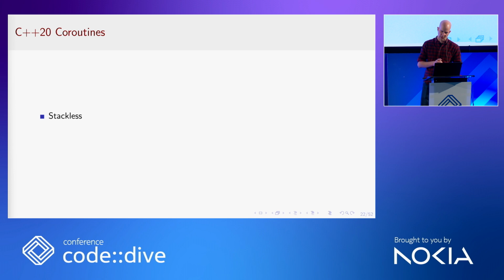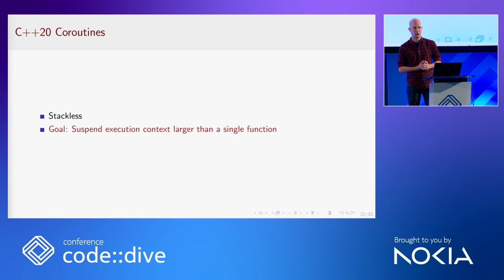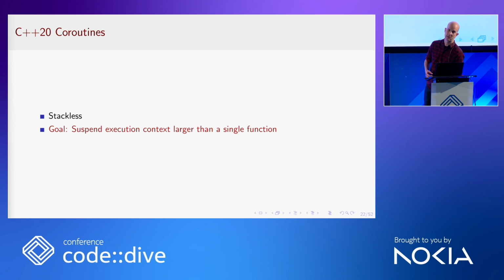So how can we implement something like this with C++ coroutines? The biggest difference here is that C++20 coroutines are stackless. And that means we can only suspend one function at a time, right? Whenever I suspend from a coroutine, control goes back either to my immediate caller or to whoever was resuming that coroutine. So if we want to suspend a computation that is spanning multiple functions, we need to suspend them all one by one. And that's really the goal of this talk, right? We want to figure out how we can suspend an execution context that is larger than a single function. That's the one thing that this talk is about.